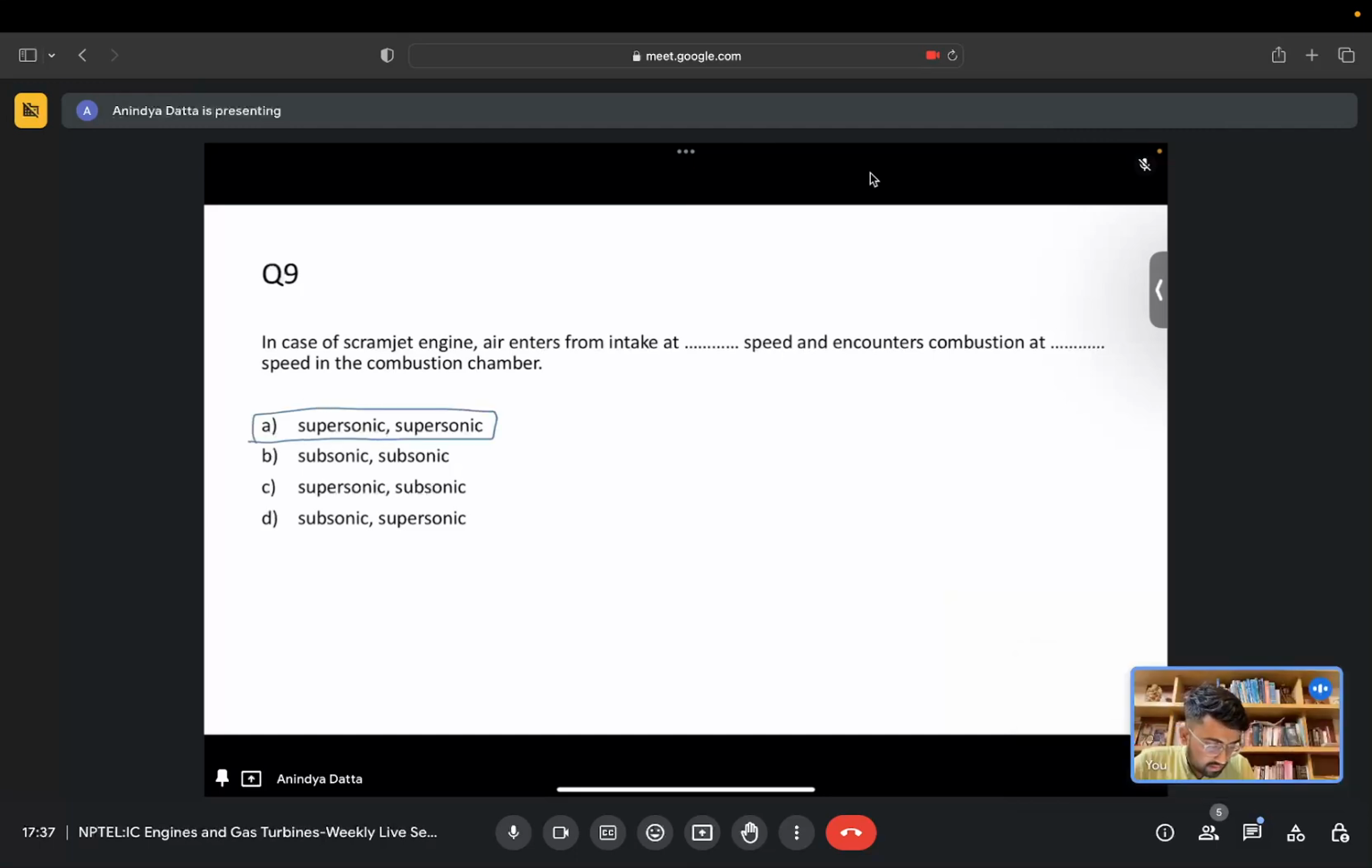So two things, ramjets and scramjets. First of all, just ask me a question: how are ramjets and scramjets different from other air breathing engines like turbojets or turbofan engines? Any one of you can unmute and say how ramjets and scramjets are different from turbojet or turbofan engines.